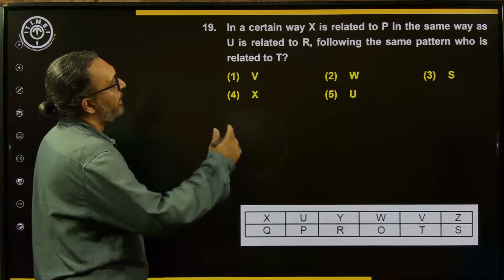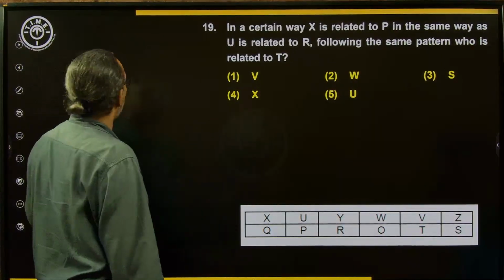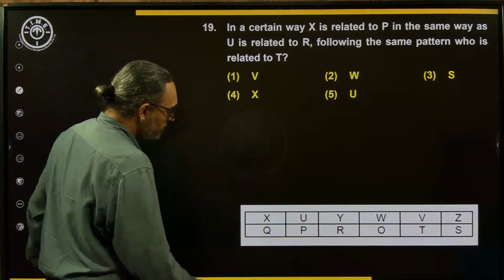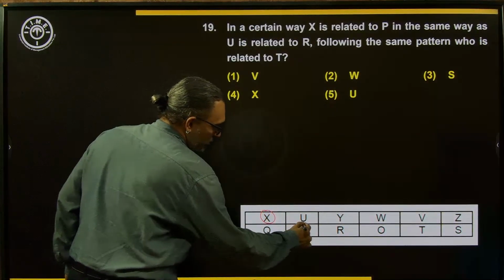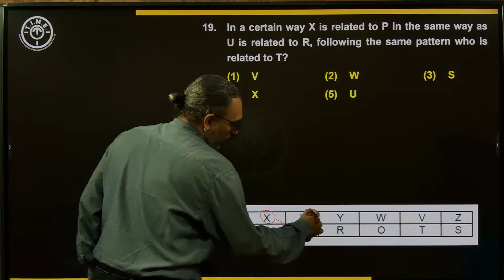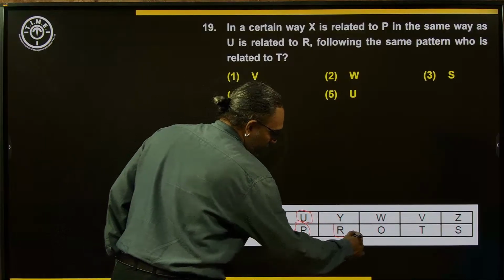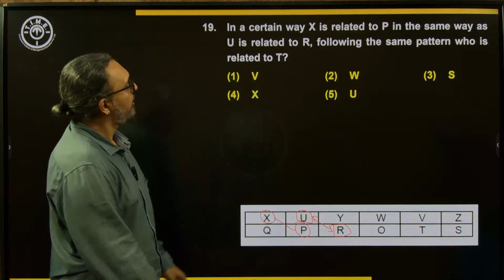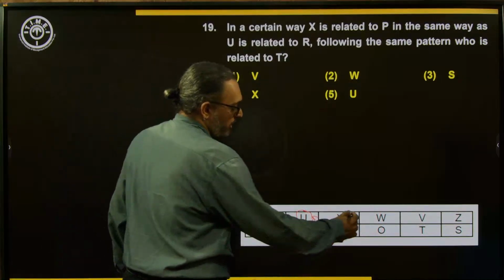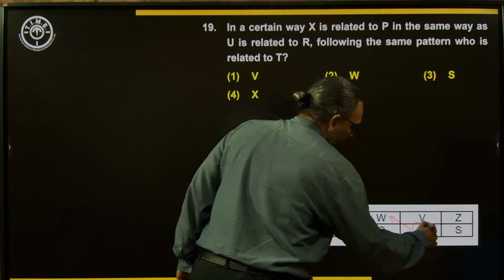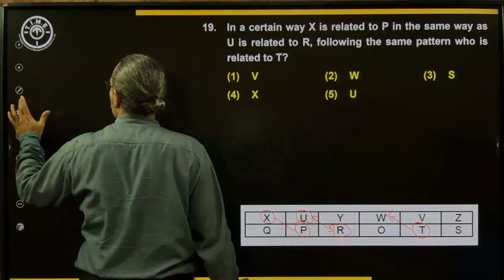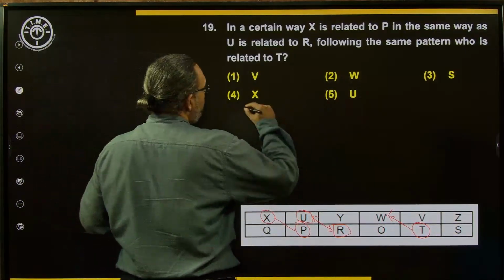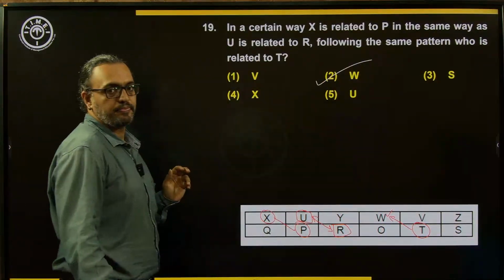Then in a certain way, X is related to P, in the same way U is related to R. So X is related to P, okay, and U is related to R. That is the relation you see. Same pattern, who is related to T. So we know who is related to T, the answer is going to be W. Choice 2. Correct?